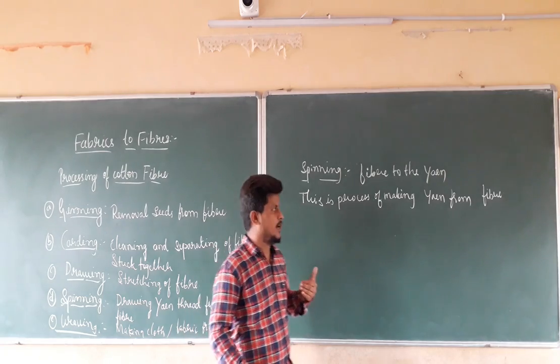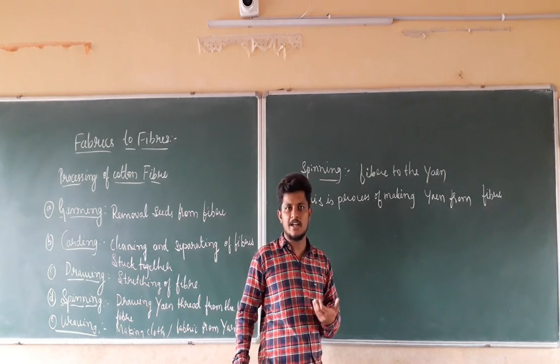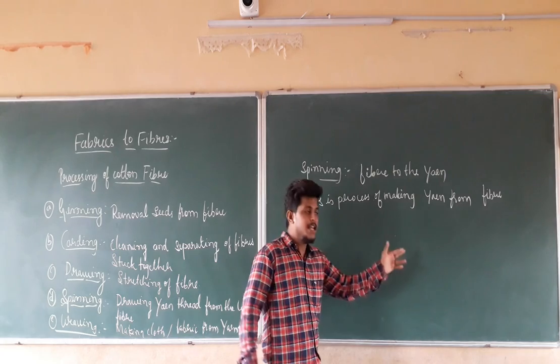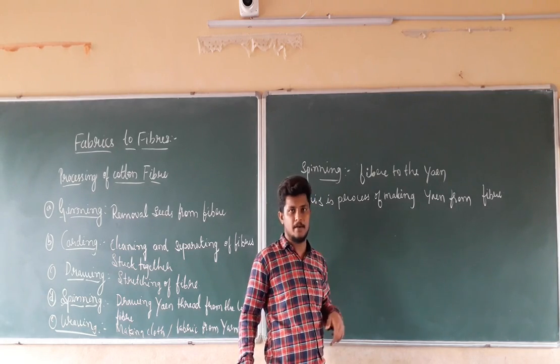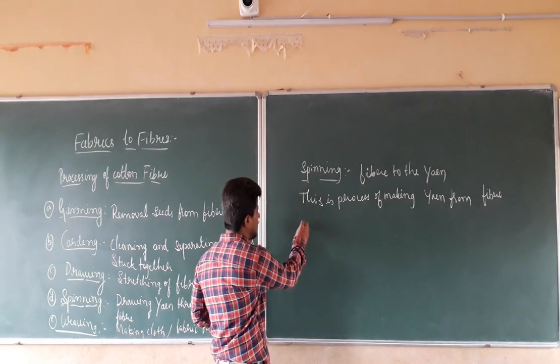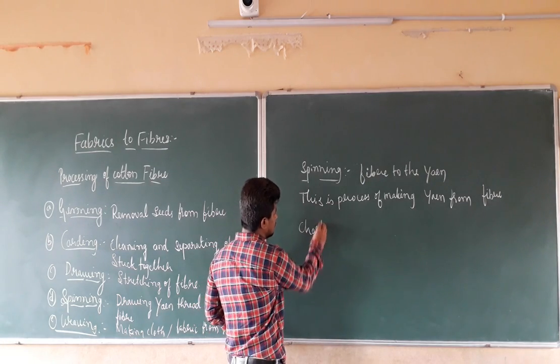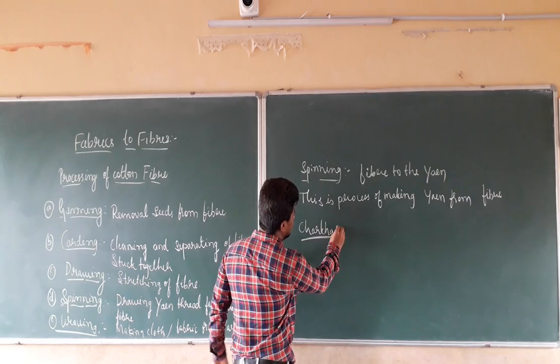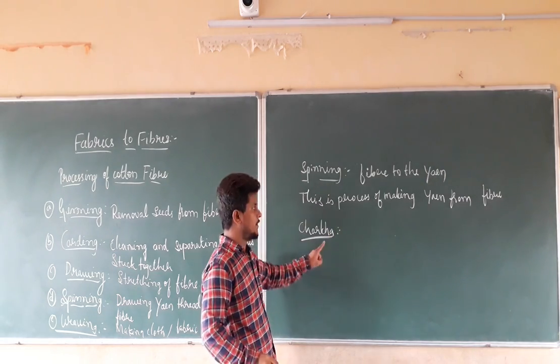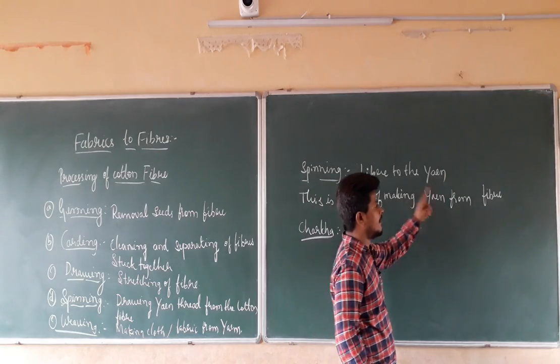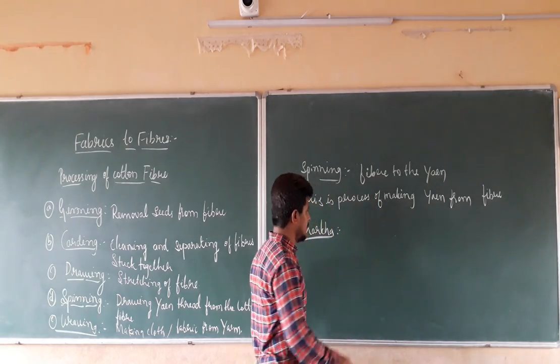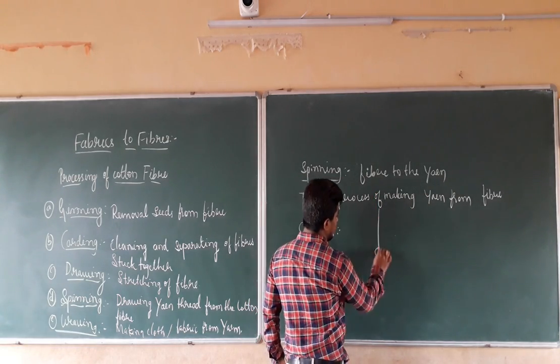In that Swadeshi movement, he used the charka for the purpose of pulling yarn or threads from the fiber. How does that charka look? The charka is used for the purpose of making yarn from the fibers. Charka looks like this.